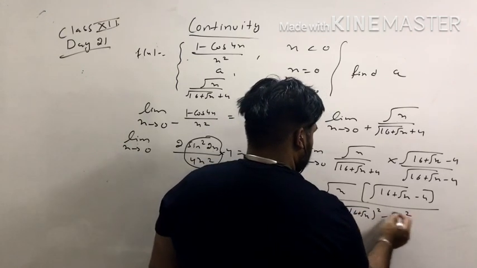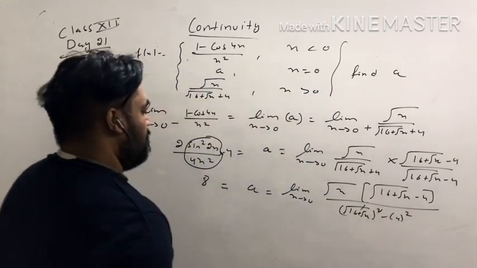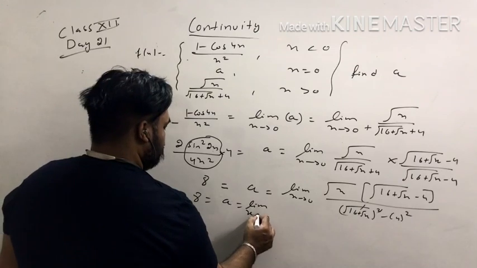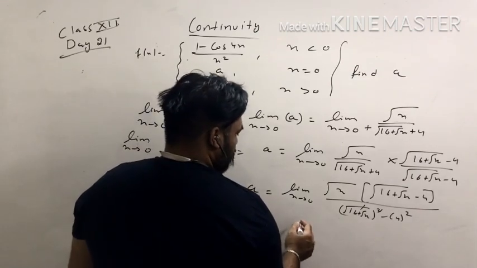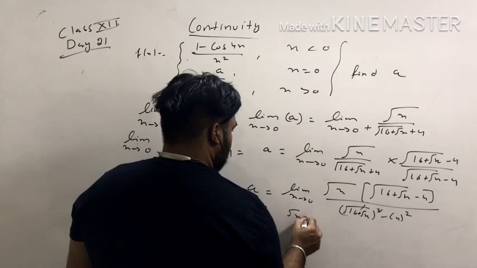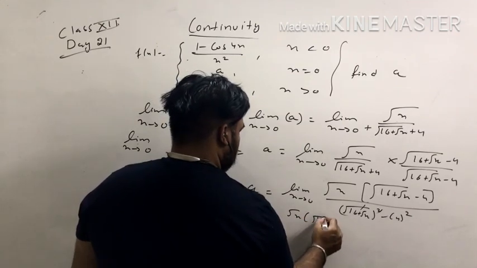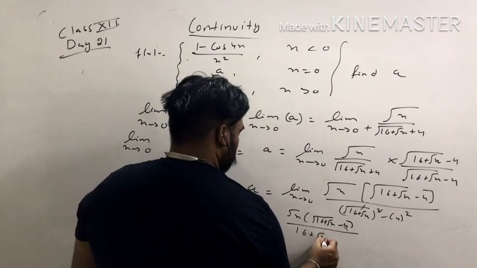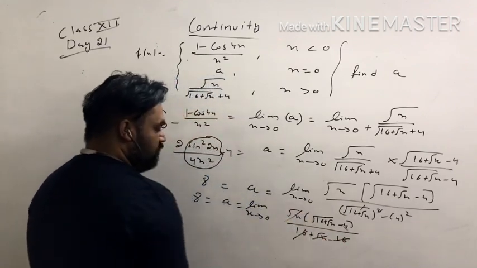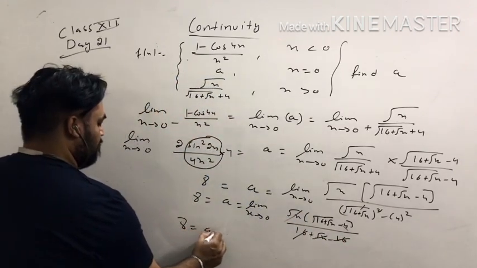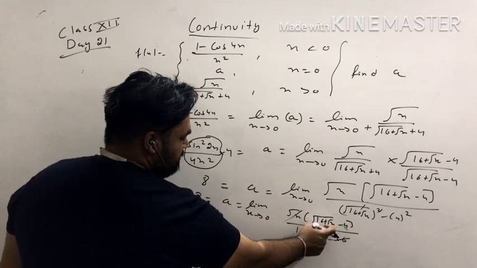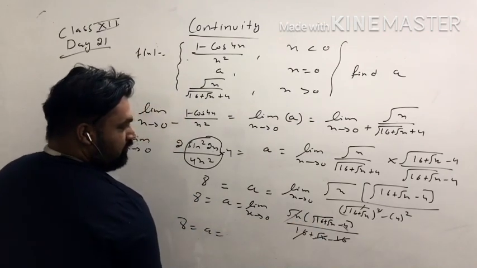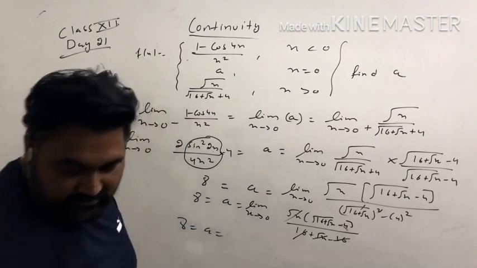a square minus b square, root cancel, so a equals to limit x tends to 0. Now root x 16 plus root x minus 4 upon 16 plus root x minus 16 cancel out, root cancel out. Now 8 equals to put the value of x equals to 0. This becomes 0. So we left with the root 16. The square of root 16 is 4.